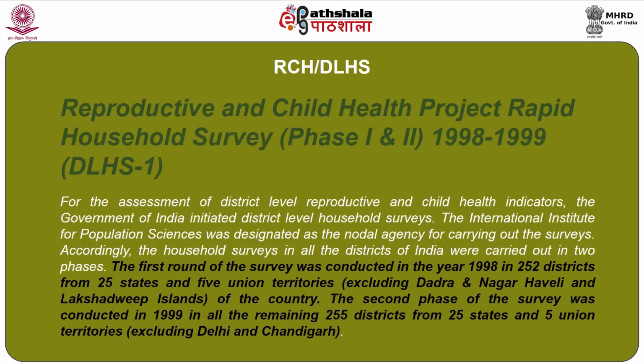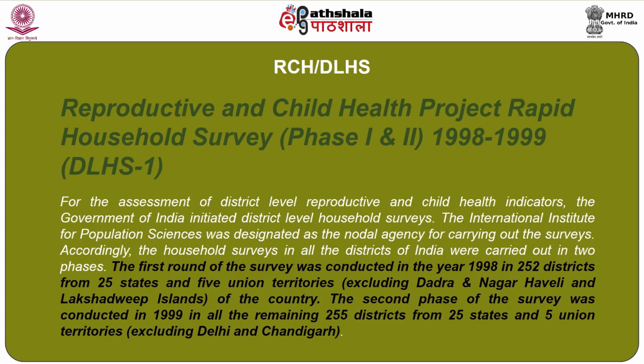The next major round of surveys was the Reproductive and Child Health Project Rapid Household Survey Phase 1 and 2, that's DLHS 1, 1998 to 1999. For the assessment of district level reproductive and child health indicators, the Government of India initiated district level household surveys. The International Institute for Population Sciences was designated as the nodal agency for carrying out these surveys. Accordingly, the household surveys in all the districts of India were carried out in 2 phases. The first round of the surveys was conducted in the year 1998 in 252 districts from 25 states and 5 union territories, excluding Dadar, Nagar Haveli and Lakshadweep islands of the country.